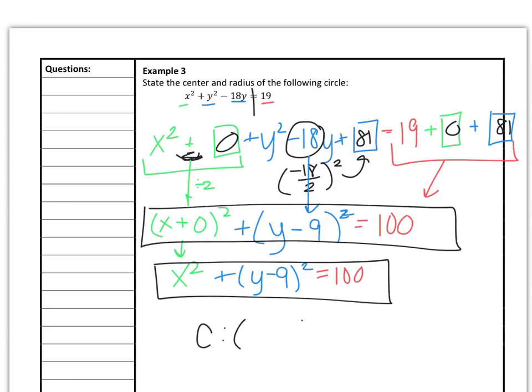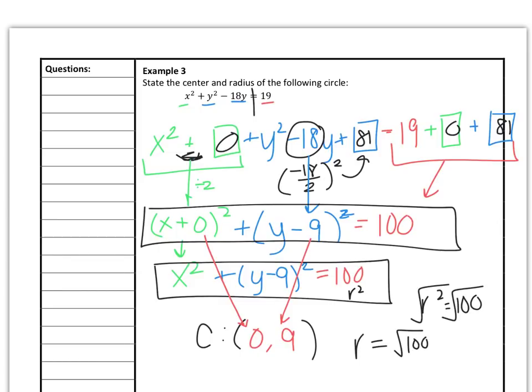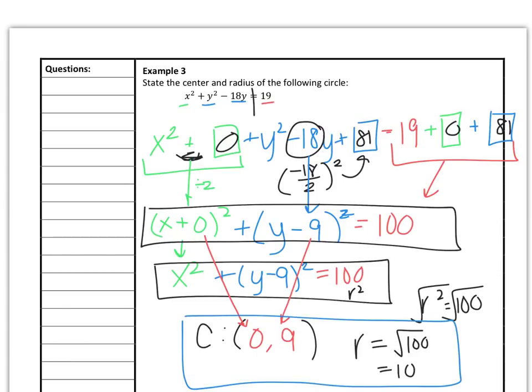Now, though, when I write the center, this is why I was telling you that it might be helpful to have the plus 0, because that means the center for the x coordinate is 0. This negative 9, of course, becomes positive 9. There was nothing attached to the x in order to have an actual value other than 0 there. For the radius, remember this represents r squared, so r squared equals 100. So I have to square root both sides. And in this case, it equals out to 10. So center is 0, 9. Radius is square root of 100, or in other words, 10.